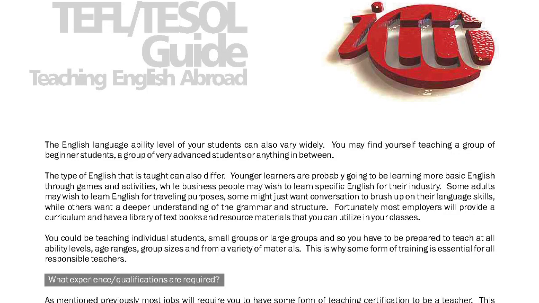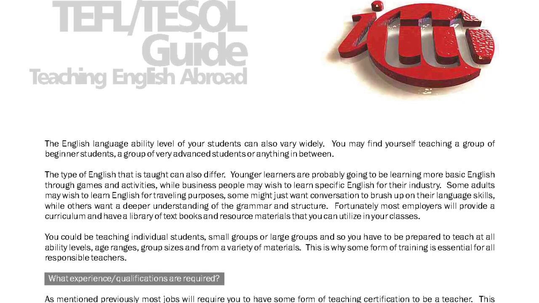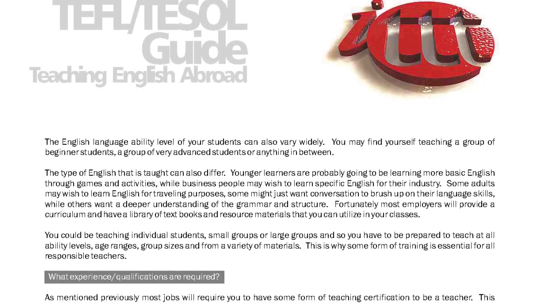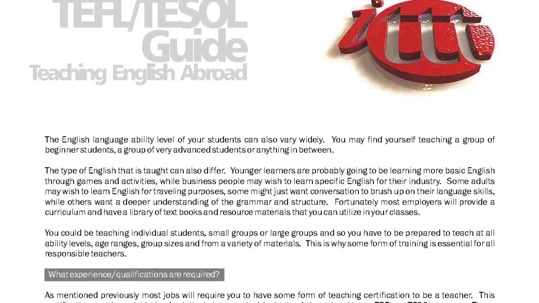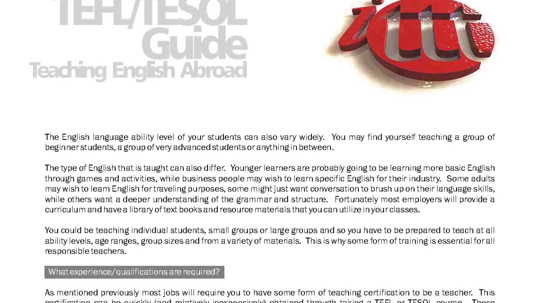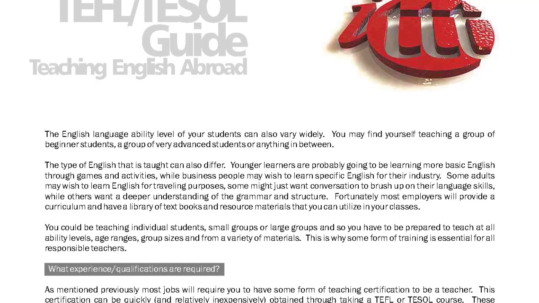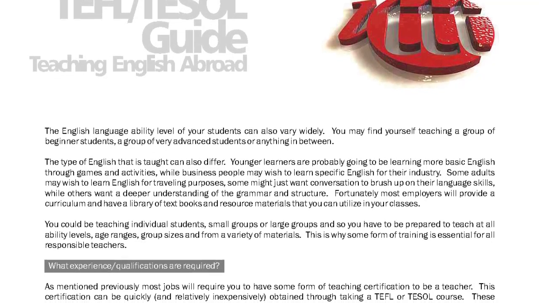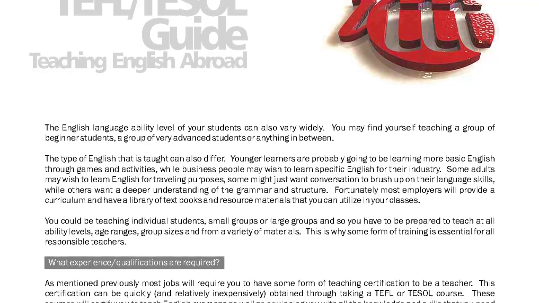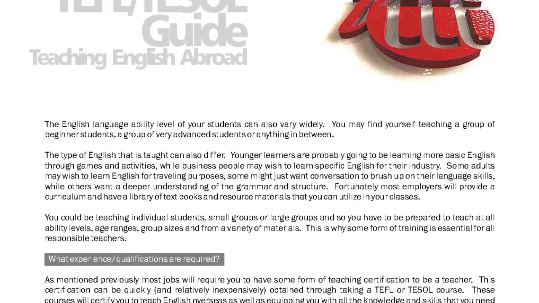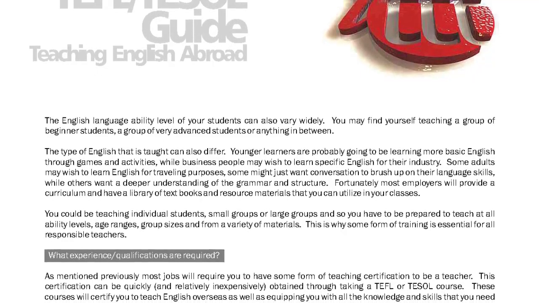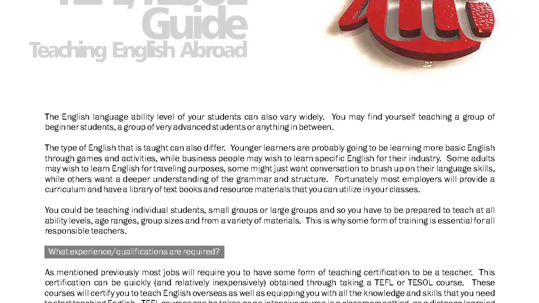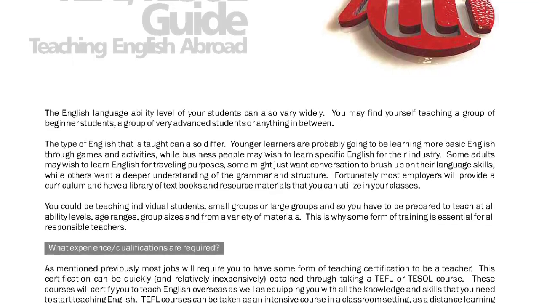The English language ability level of your students can also vary widely. You may find yourself teaching a group of beginner students, a group of very advanced students, or anything in between. The type of English that is taught can also differ. Younger learners are probably going to be learning more basic English through games and activities, while business people may wish to learn specific English for their industry.